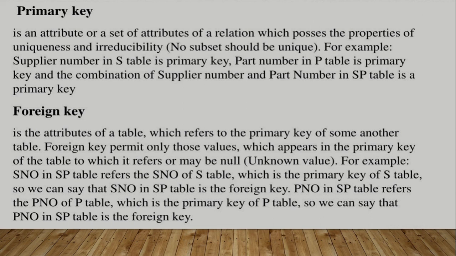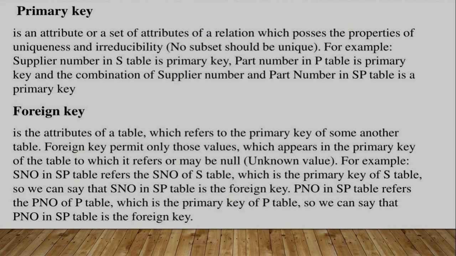Which is unique. Then we have the foreign key, which is the attribute of the table that refers to the primary key of some other table, right? So the foreign key permits only those values which appear in the primary key of the table to which it refers, or may be null. For example, the serial number in the SP table refers to the serial number of the S table, which is a primary key of the S table. So we can call the serial number in the SP table the foreign key, right?